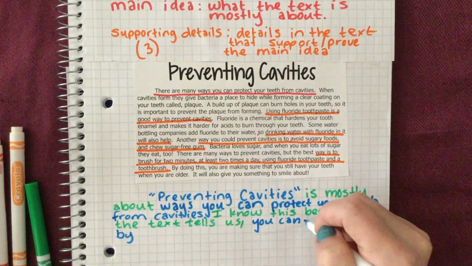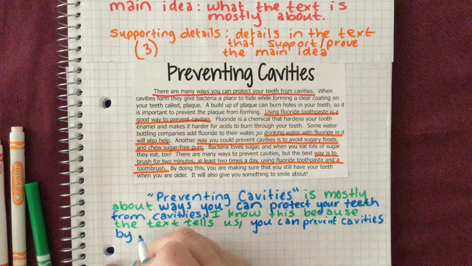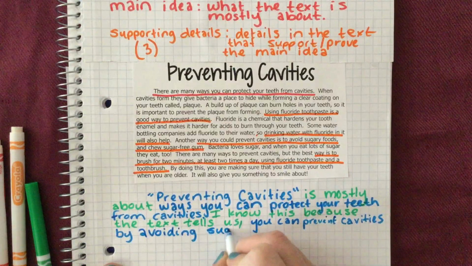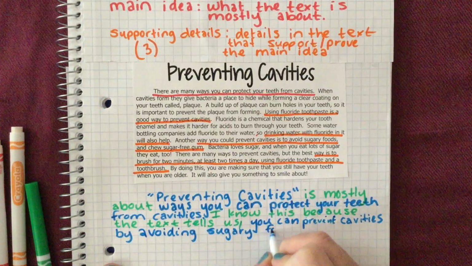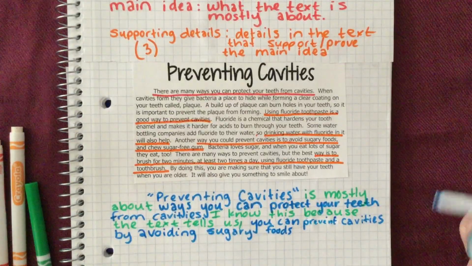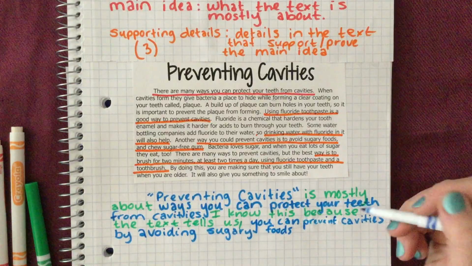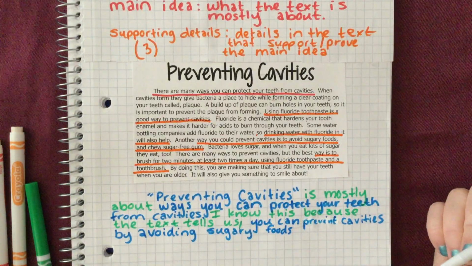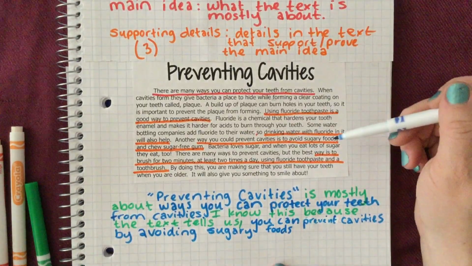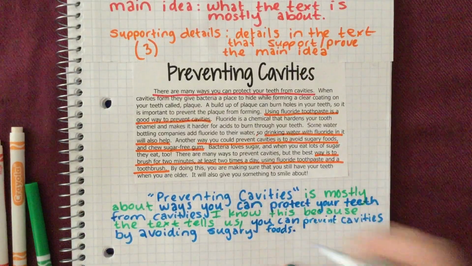So I'm going to use the right word here. I'm going to say you can prevent cavities by avoiding sugary foods. Now I could have said you can avoid cavities by avoiding sugary foods, but I don't want to keep using the same words over and over and making my writing boring, so I'm going to change that right there with my whiteout. All right, I know this because the text tells us you can prevent cavities by avoiding sugary foods. I'm going to leave it at that.